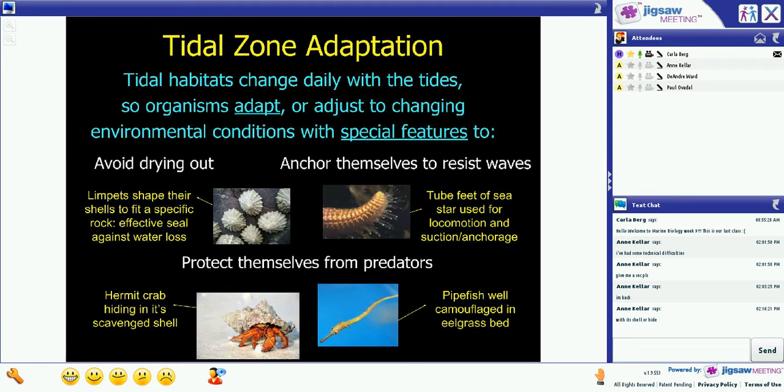Anyone else? The snail, Anne wrote into the text chat, protects itself with its shell, just like the hermit crab. Great job. Can you think of any other animals in the tidal zone? Remember, this includes animals that are up in the splash zone and all the way down into the subtidal zone. Anyone think of any other animal adaptations?